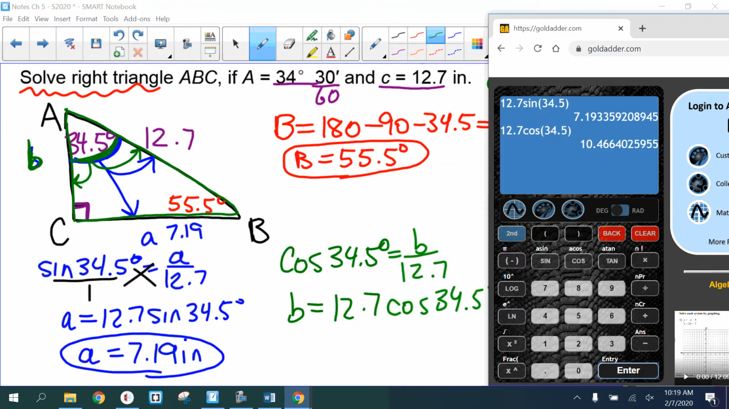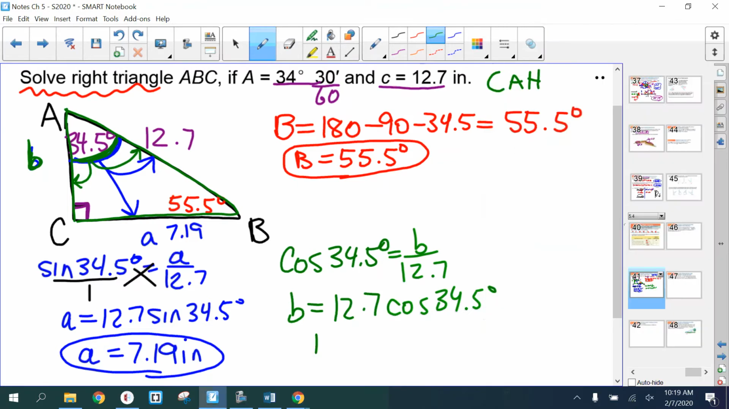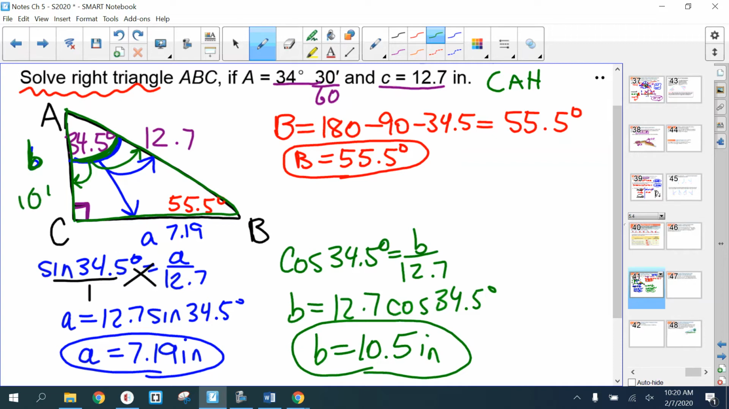According to the 3 sig figs, it'd be 10.5. A little bit that bothers me. I'd rather round off to 2 decimals every time, but whatever. It doesn't really matter. Just make sure you do what the question tells you to do. Round off to whatever it tells you to do. So once we've found all of the missing parts, we are finished. We have solved the triangle.